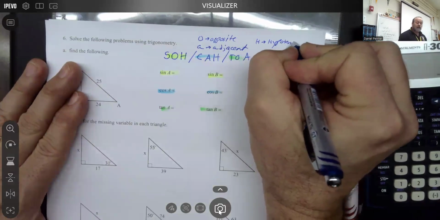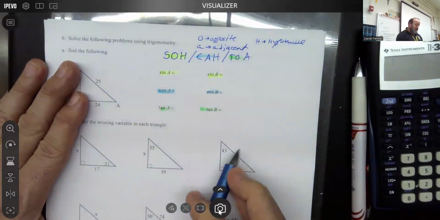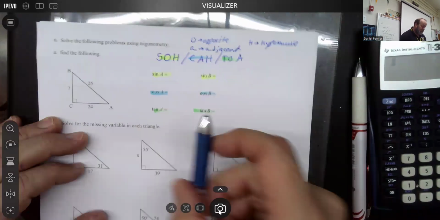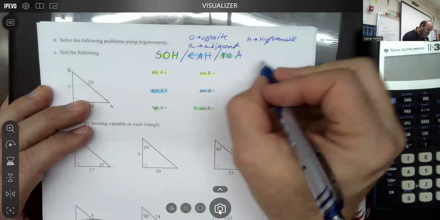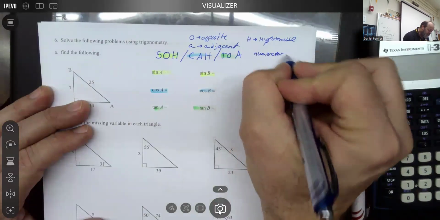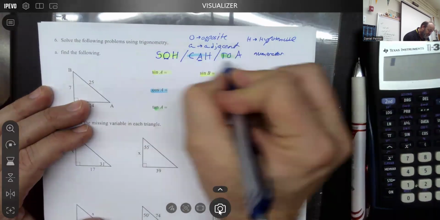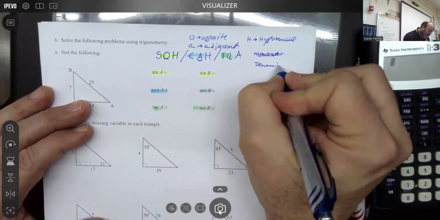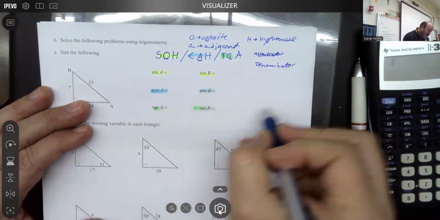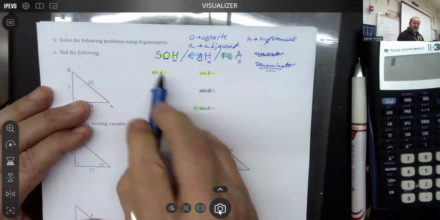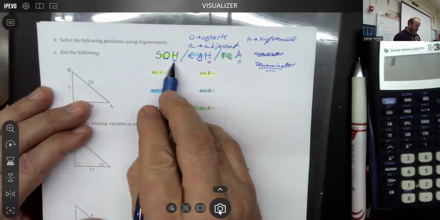Now, last but not least, keep in mind that the first letter right here is always the numerator. I'm going to go ahead and put right here numerator, or the top of the fraction. The first letter is the numerator, and the denominator, a long word for the bottom of the fraction, is always the second letter. So it's always going to be the first one over the second one, numerator over denominator.